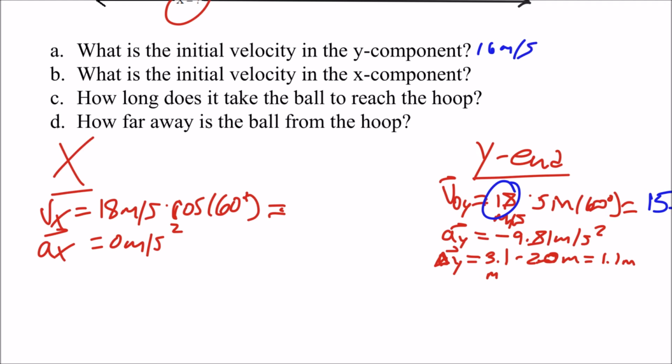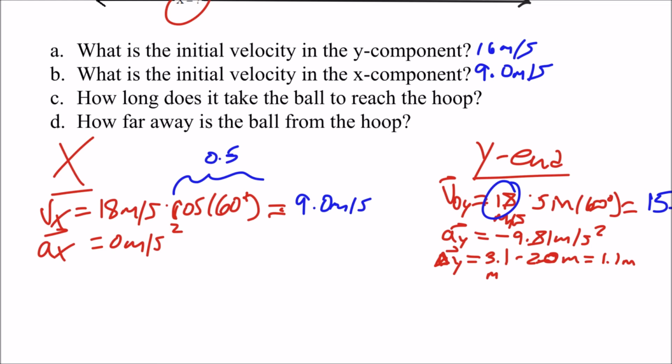Letter B is asking for the x component. We know that the cosine of 60 is 0.5, so that's half of 18, so that's going to be 9 meters per second. Of course, if you didn't know the 0.5 thing, you can type it in your calculator, you'll get the same thing. So 9.0 meters per second, so that we've got the right number of sig figs.